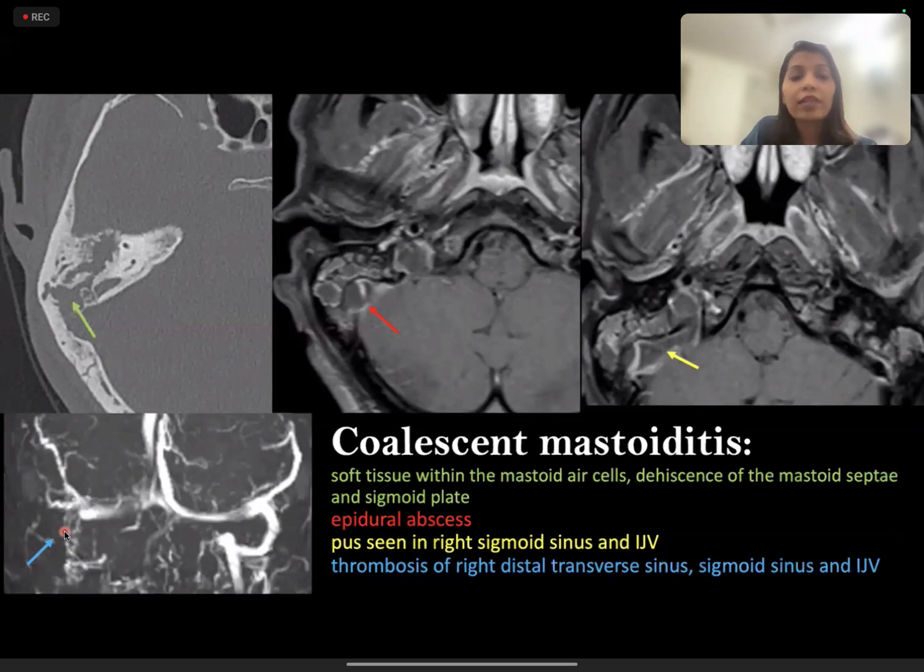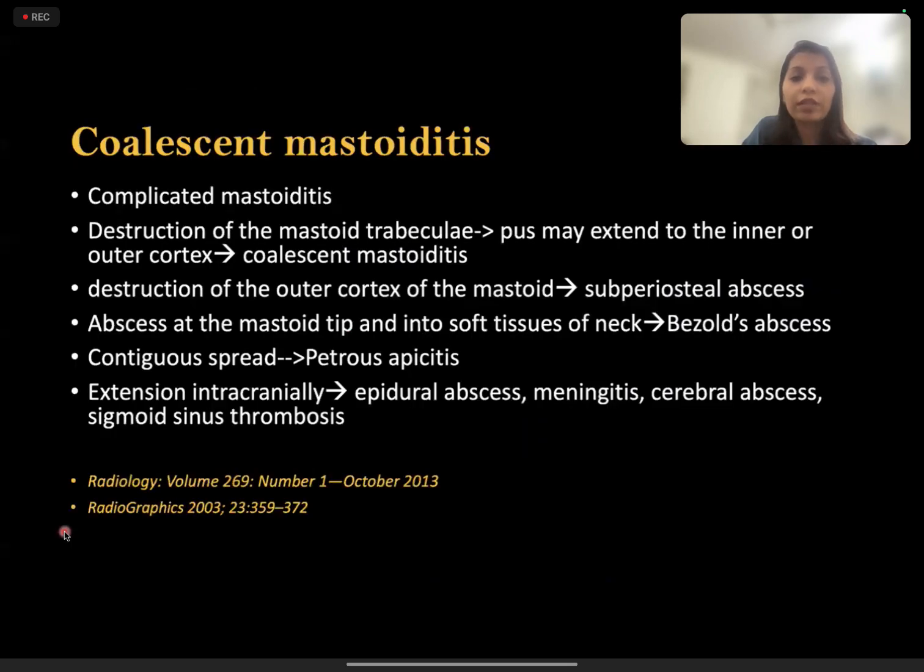So coalescent mastoiditis is essentially a complicated mastoiditis in which there is destruction of the mastoid trabeculae and the infection spreads. So infection can spread through the inner cortex or the outer cortex, and this condition is called coalescent mastoiditis. If the destruction is through the outer cortex of the mastoid, we usually see a subperiosteal abscess. And the abscess at the mastoid tip can go into the surrounding soft tissue, which has an eponymous name called Bezold's abscess.